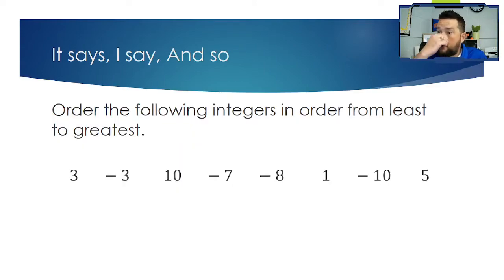We've got this as our bell ringer, or our introduction. Order the following integers from least to greatest. And we've got the following integers right down here: 3, -3, 10, -7, -8.